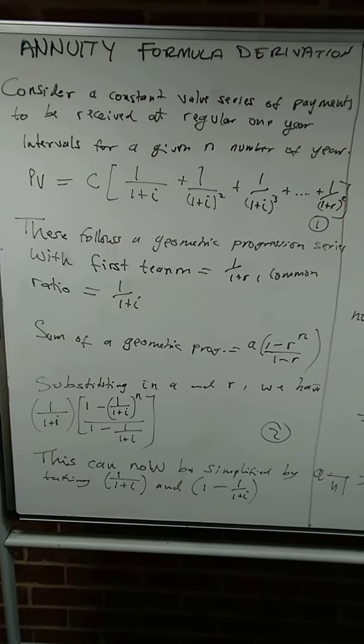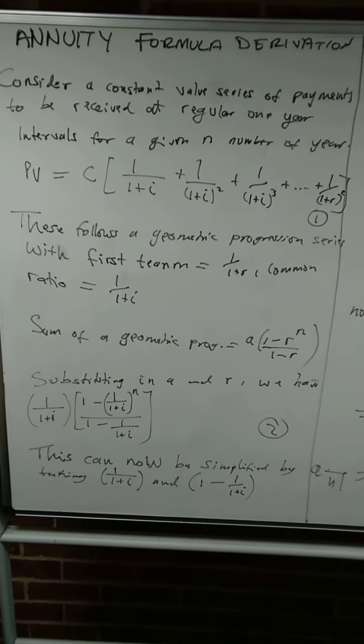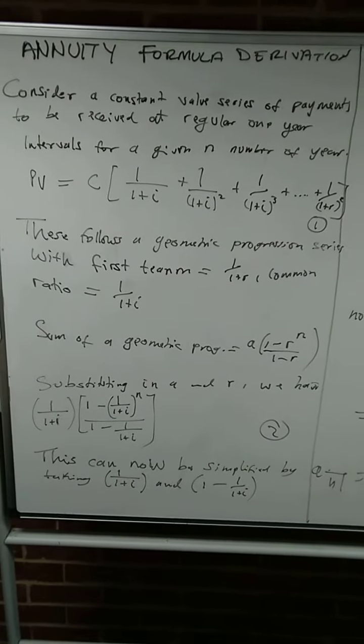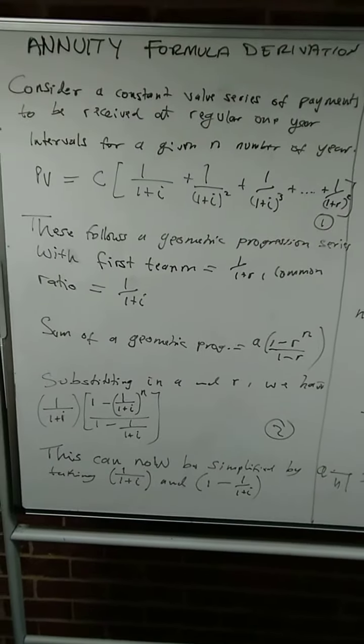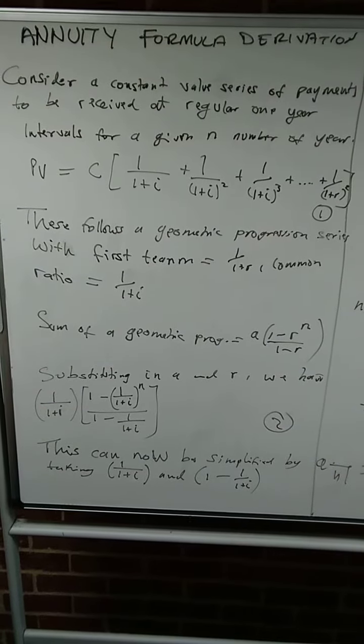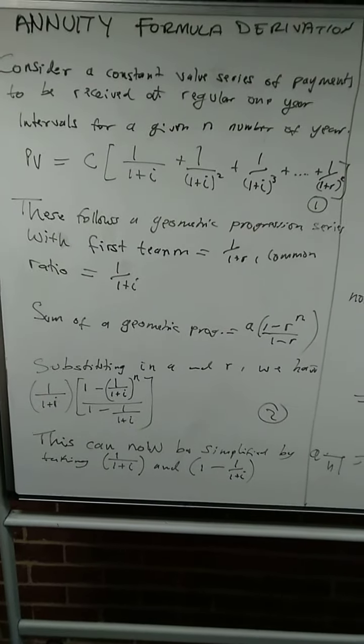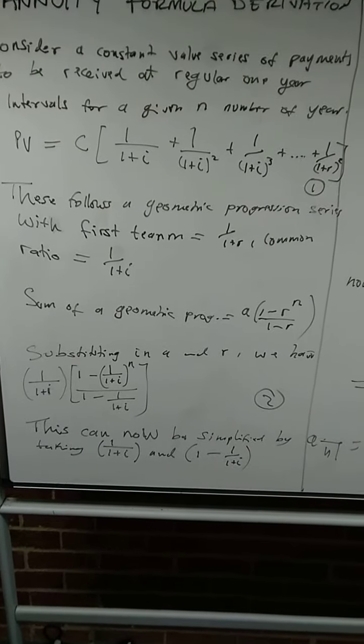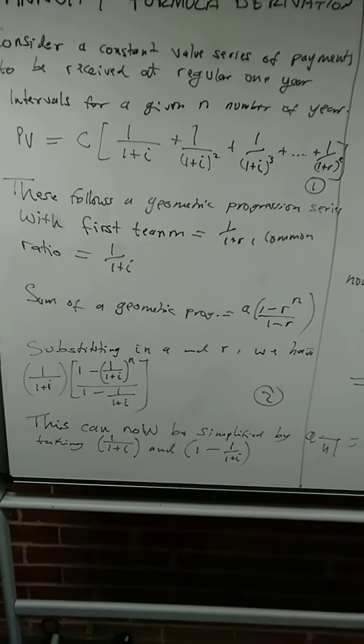This follows a geometric progression series with the first term being 1 over 1 plus i, common ratio 1 over 1 plus i. Sum of the geometric progression is given by the formula a open bracket 1 minus r to the power n divided by 1 minus r, where a is the first term and r is a common ratio.